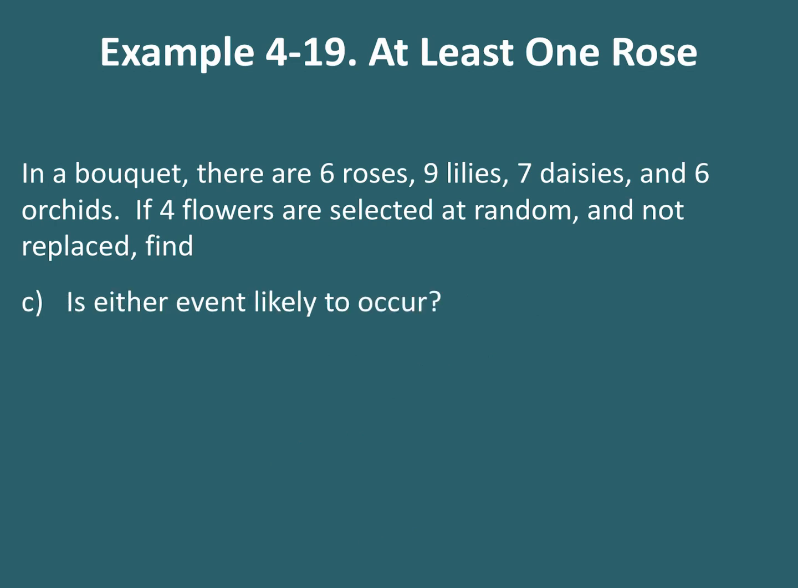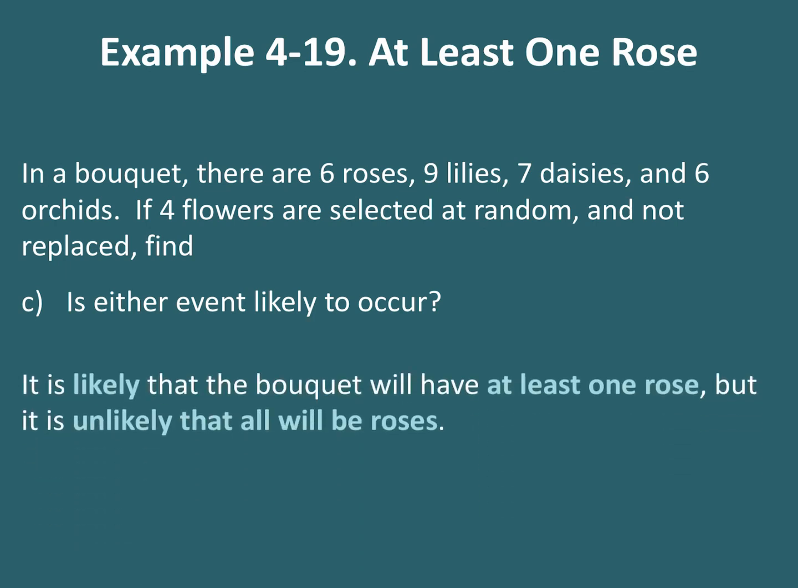Is either event likely to occur? It is likely that the bouquet will have at least 1 rose. You notice that we had a fairly high probability, more than 50%. More than 50% means likely. But it is unlikely, in fact, very unlikely, that they will all be roses.